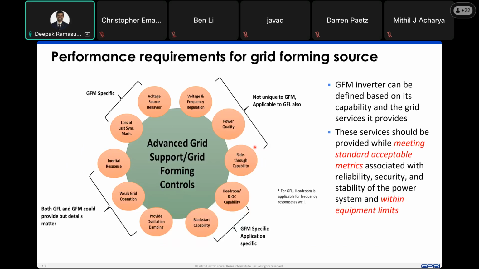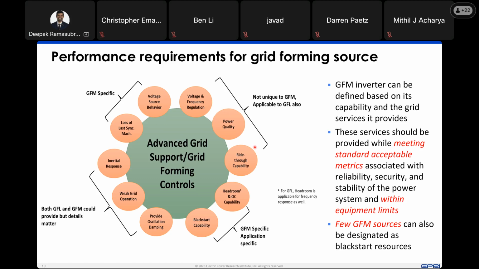So if you want to really tag a grid forming or an advanced grid support resource and all the functionality that we would want from it, it pretty much falls under this diagram. We want to talk more about the performance capability. We want to talk more about the performance requirements. We want to talk more about the different kinds of services that we can get from these resources. And we'll talk more about the services in the part 2 webinar that is going to be in a month from now, where we'll dig into these individual services and look at it from a service perspective. But essentially, we want these inverters to have this variety of services.